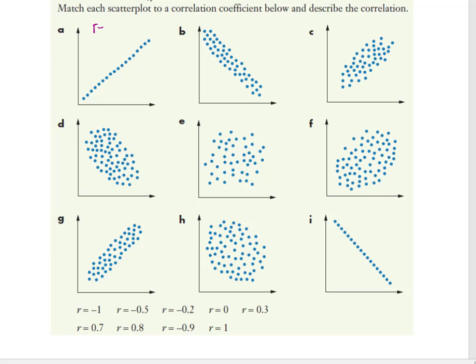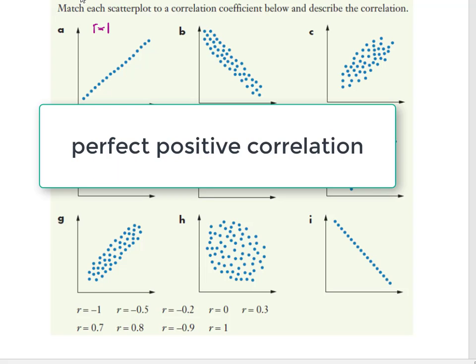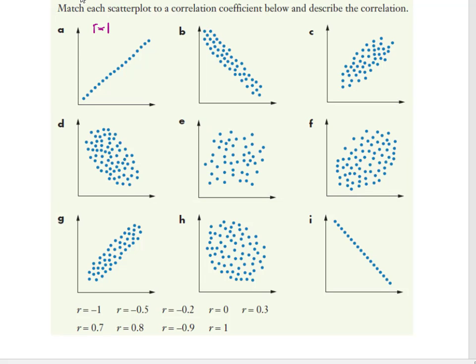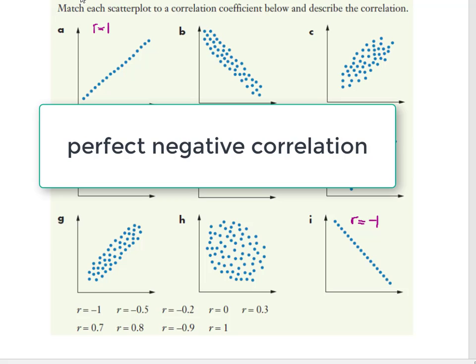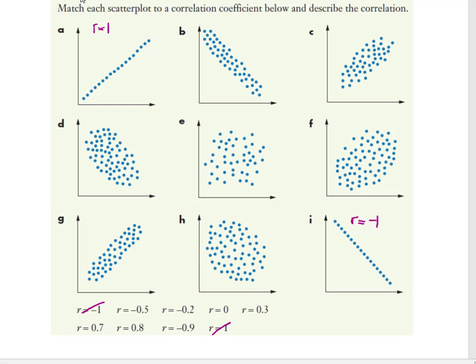is R equals 1. And what I'm really describing is perfect positive correlation. And that's how I describe it, perfect positive correlation. Now for part I also have R, but my graph is going in a negative direction. So I say my correlation coefficient is -1, and what this has now is perfect negative correlation. So these are two of them that have now gone away.